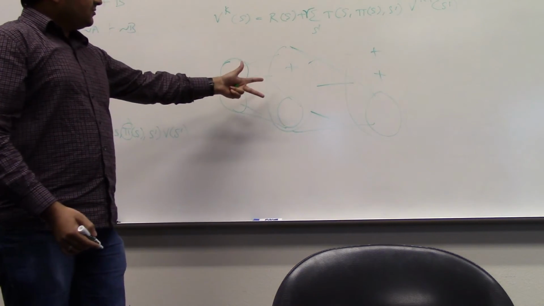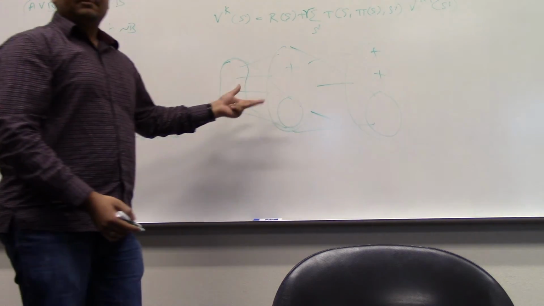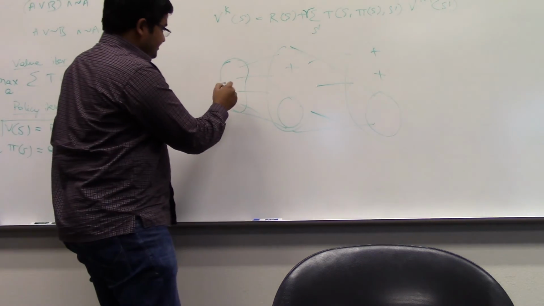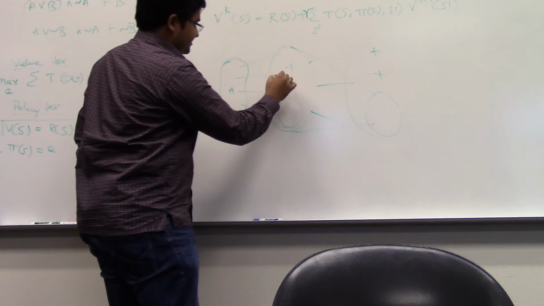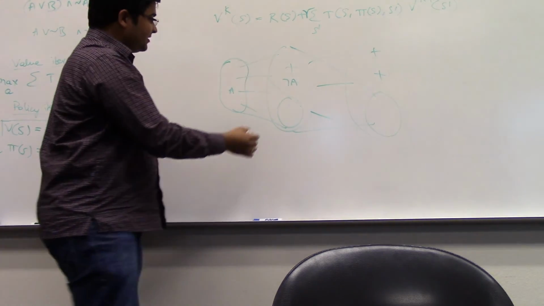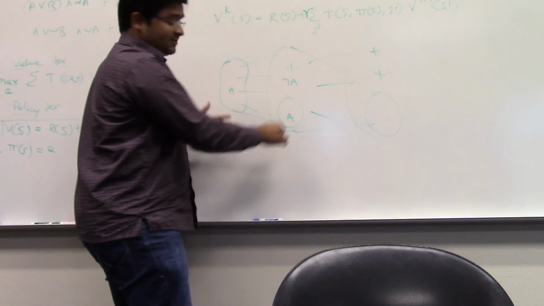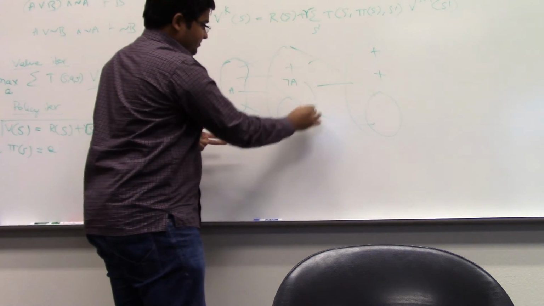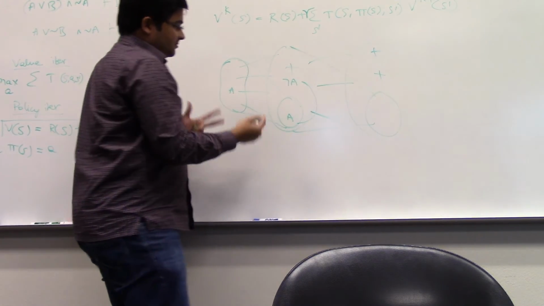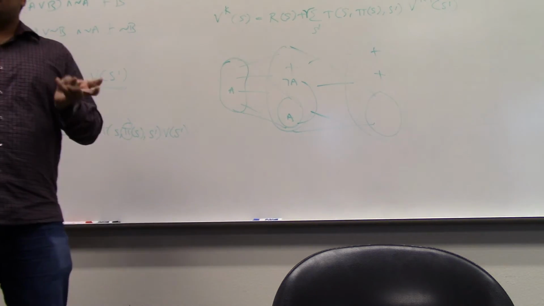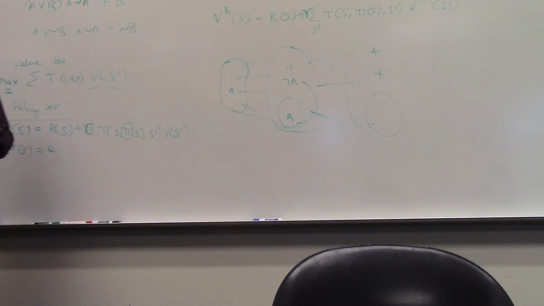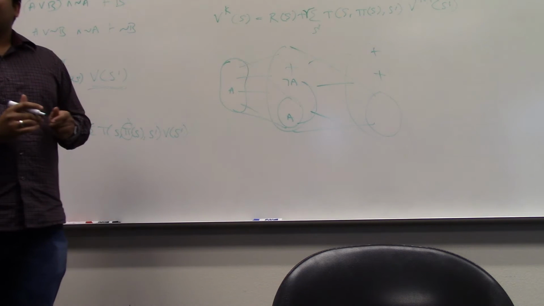And we know that this can't be the case sometimes, right? Suppose here there is some A true and here there is some not A true due to some action, then it can't be the case that both will coexist nicely. So what we do is that we put a link between the two, saying that these two cannot be true together.